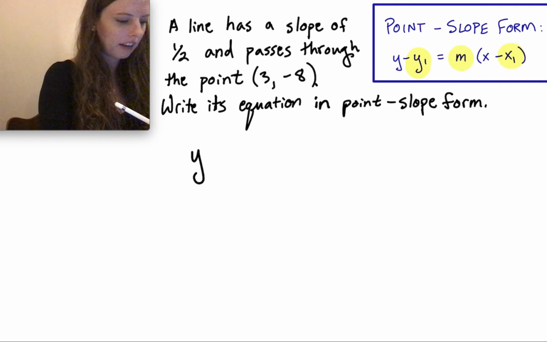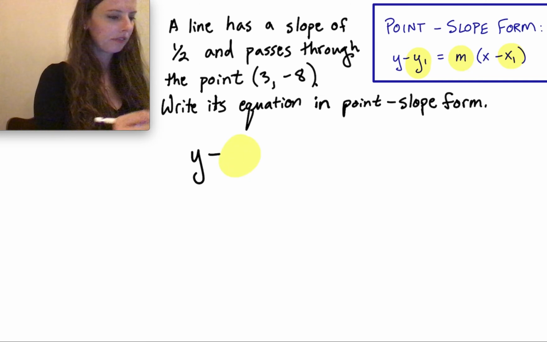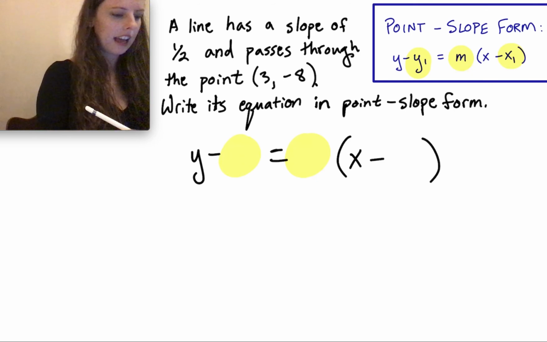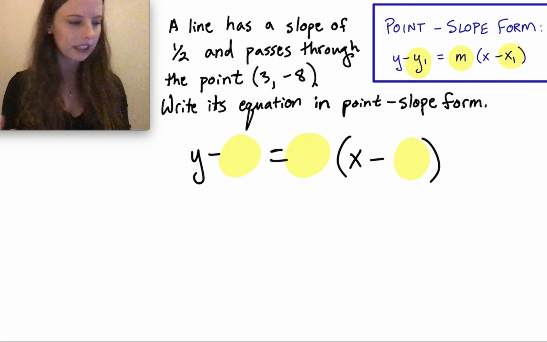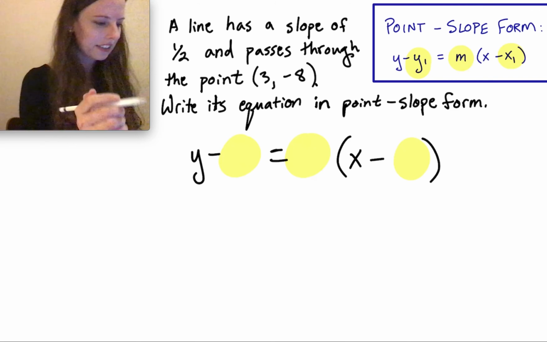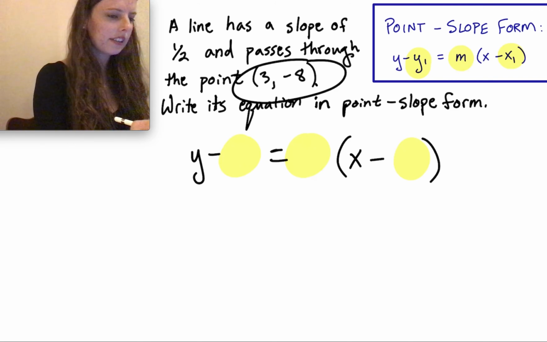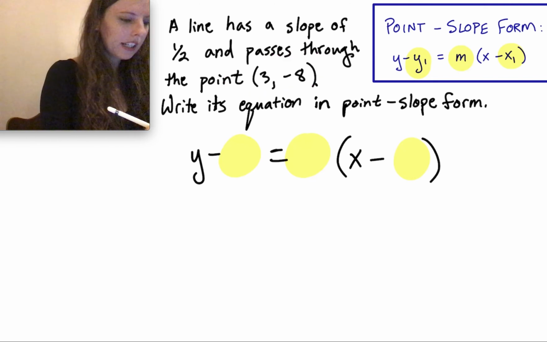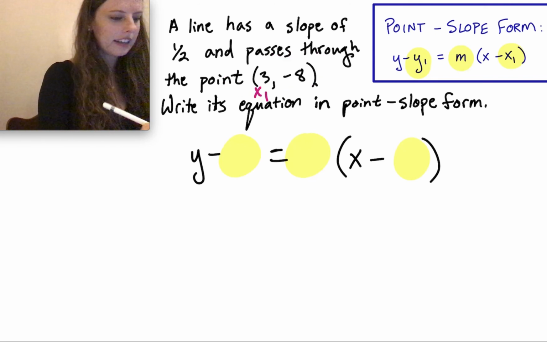So we know we're going to have y minus, and then we're going to have something that we're filling in. Then we're going to have the equal sign, and then comes the slope. Then we have that group of parentheses with the x minus in it, and our third thing that we're plugging in. So now it's just a matter of putting the right numbers in the right places. So here's our point, 3, -8. So this means that 3 is our x1 and -8 is our y1.